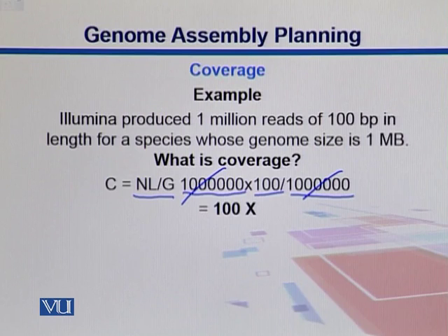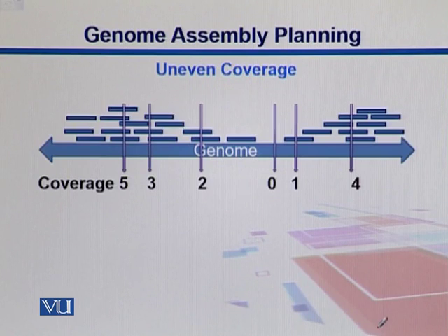Can we say it's an exact number? No, it's an approximation. It gives you a general or rough idea about the coverage. The coverage is not even, as we see in this picture. We have a genome and the reads are aligned onto that genome. Some places in the genome got 5 reads, 3 reads, 2, none, 1 and 4. So estimating the coverage by the previous equation is, as I said earlier, an approximate solution, but in real terms the coverage is not even, and this uneven coverage poses challenges for our assembly process.